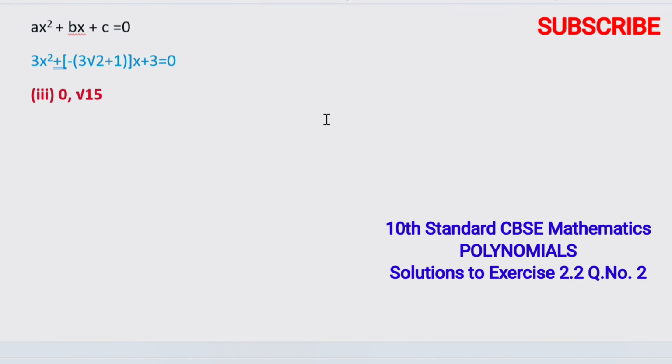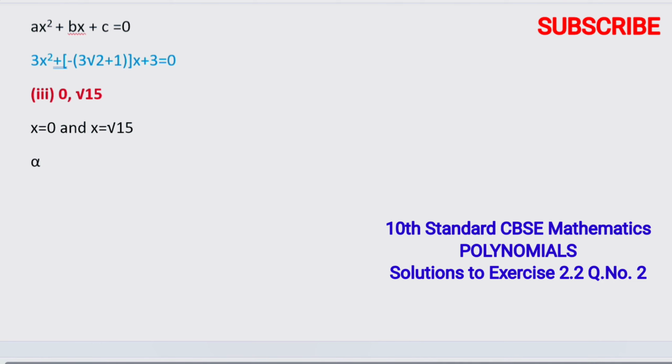This third question: the zeros of the quadratic polynomial are x equal to 0 and x equal to square root of 15. So next we have to find the sum and product of alpha and beta. Sum of alpha plus beta equal to, you know, minus b by a. That I will write later. So minus b by a.